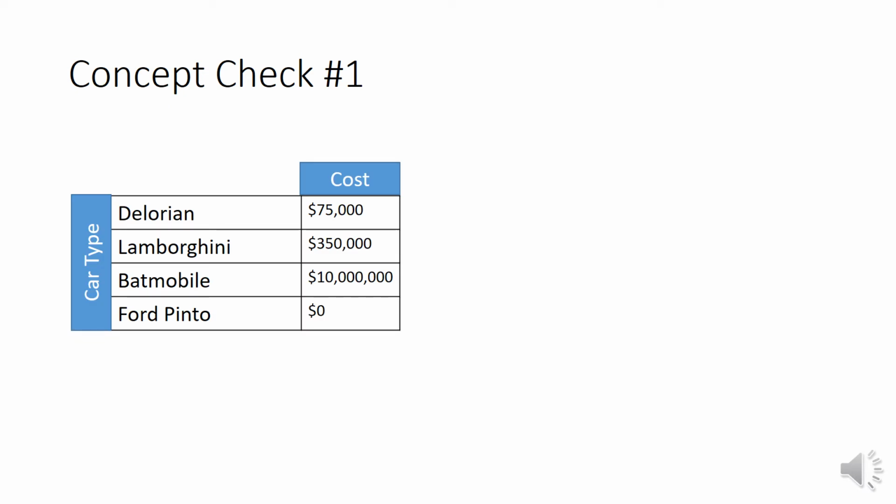All right, so here I'm looking at various cars in a car lot, and I'm taking note of both their car type and how much they cost. So here I show the different car types I came across. There were DeLoreans, Lamborghinis, Batmobiles, and Ford Pintos.